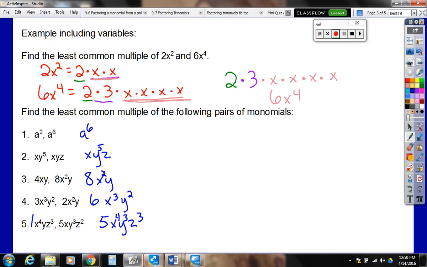So let me pause this for a second. Okay, so on your worksheet, you should have the least common multiple worksheet. The first one is xy and x squared. What is the least common multiple, Noah?